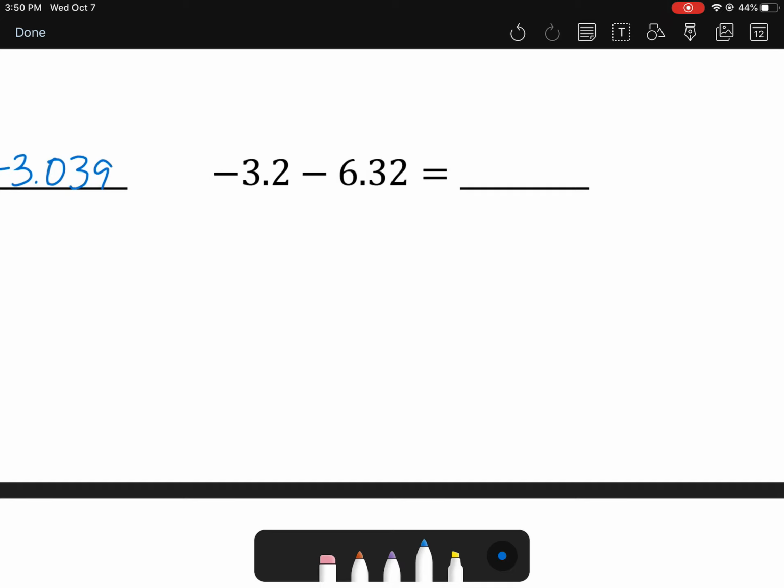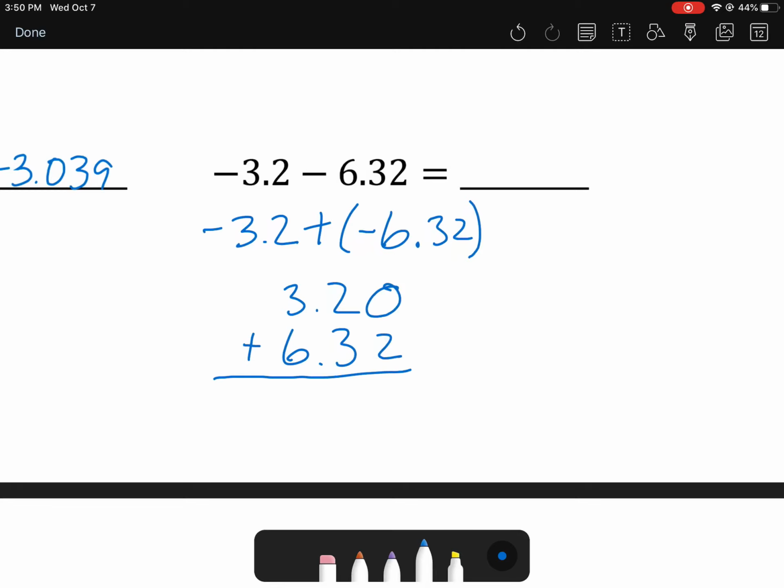This problem, again, I could do LCO: negative 3.2, change that to plus, and then it's the opposite, which is negative 6.32. I am adding two numbers with the same sign, so I can go ahead and just add these two numbers together. 3.2, 6.32.